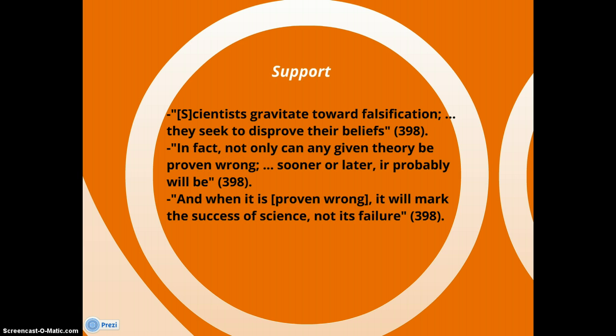And then she goes on to say, when it is proven wrong, it will mark the success of science, not its failure. So this is how it becomes a monument. It is a success, not a failure. Right. So it's based on being wrong, and in being wrong, it actually moves us toward success. All right, how does she connect all this support to her claim? How does she synthesize her point? Here's her reasoning.